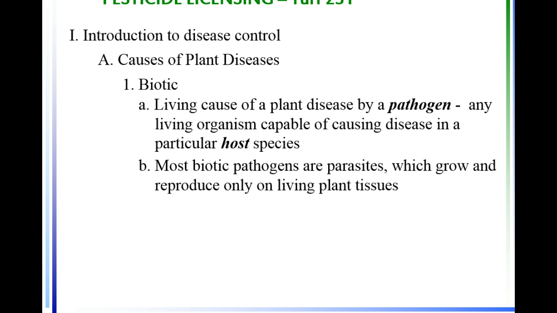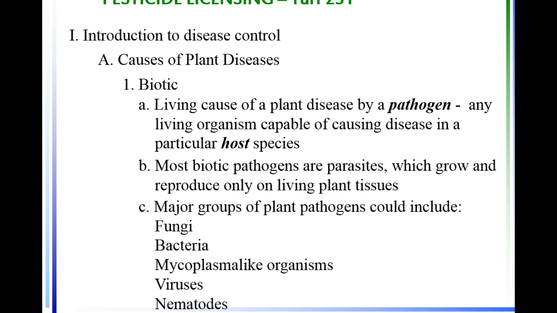Okay, so that means they're a parasite. Also, you may have pathogens that are not only going to live as a parasite, but you can get some of the disease organisms that actually live on dead material as well, and those would be known as saprophytes, and that's on the top of the right-hand column on page 24. So depending on how the organism grows will depend on whether it can live on dead tissue or not.